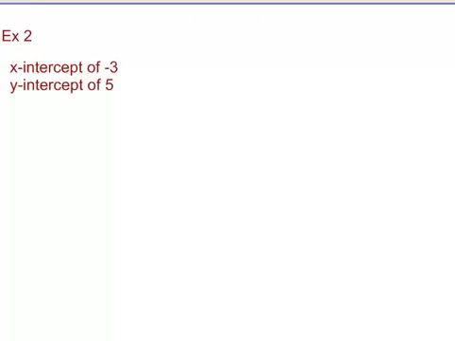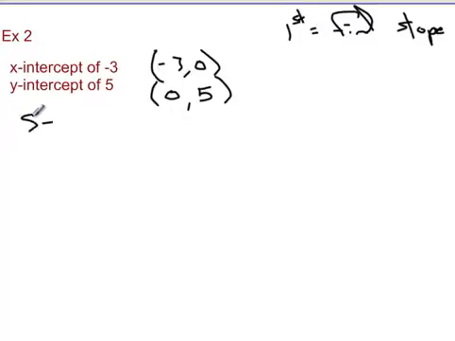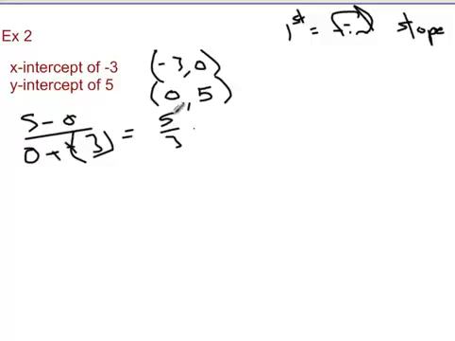Alright, now if they give us some tricky things here, if they tell me x-intercept of negative 3, well if the x-intercept is negative 3, the y value must be 0. And if the y-intercept is 5, y is 5, and x must be 0. So now I have 2 ordered pairs. So if I want to find the slope first, so first thing is to find the slope. So if I start with 5 minus 0, and then I'm going to start with 0 minus negative 3. So we've got plus positive going on here. I got 5 over 3, that's the slope.